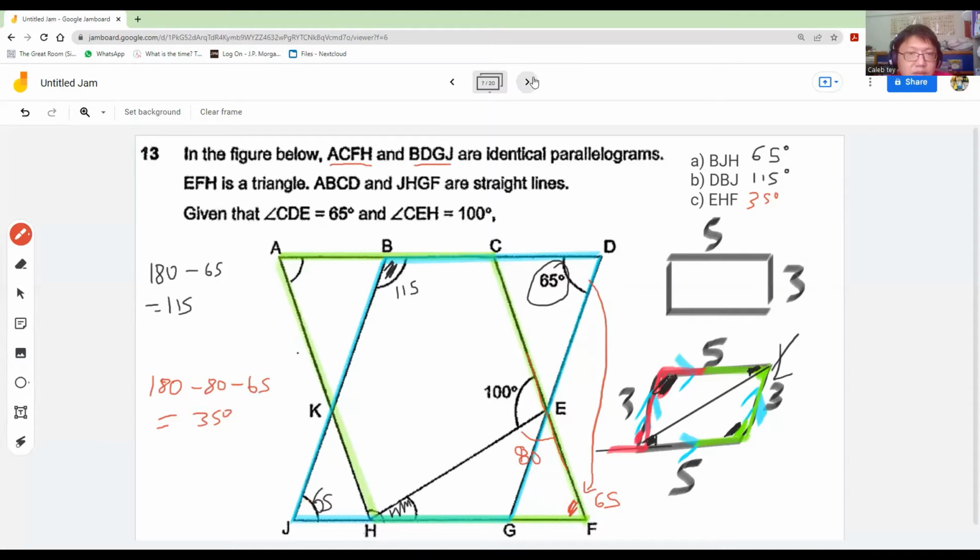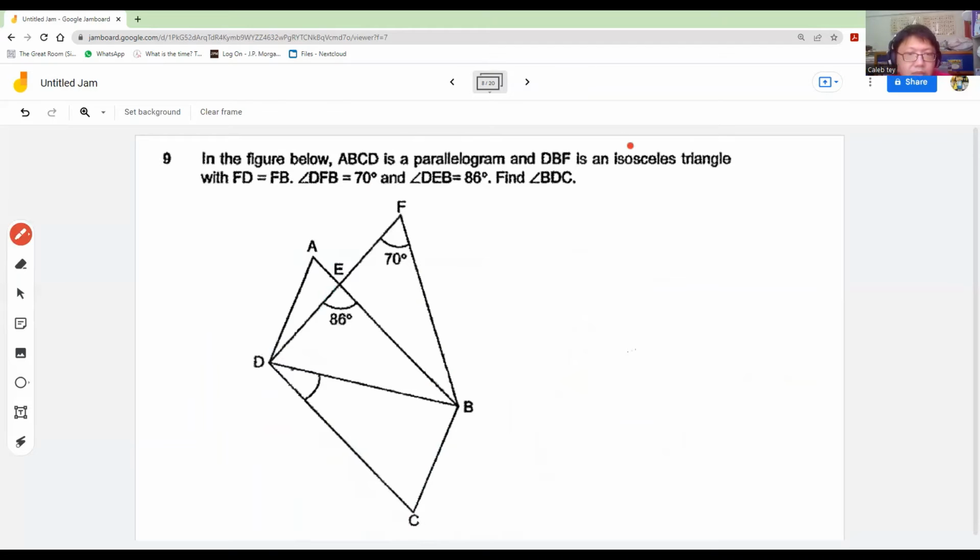The next question is an angle question again. This time around, we have the same parallelogram again. So I think this school really likes it. Let me mark it up for us.